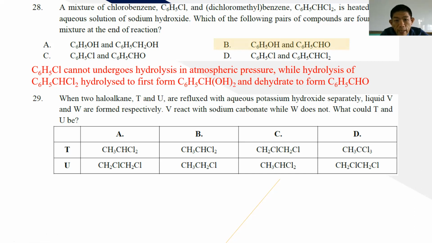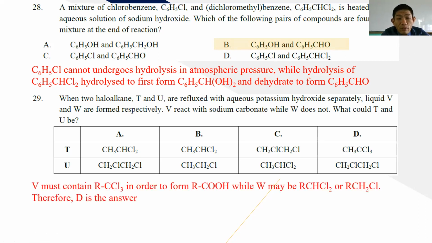29. When two haloalkanes T and U are refluxed with aqueous potassium hydroxide separately, V and W are formed separately. V reacts with sodium carbonate while W does not. What could U be here? If V reacts with sodium carbonate, you must know that V is a carboxylic acid. And when do you form a carboxylic acid? When you have a trihaloalkane with three halogens attached at the same carbon. So V must contain RCCl3 in order to form RCOOH, while W must contain RCHCl2 or RCH2Cl. Therefore, the best answer here will be D.